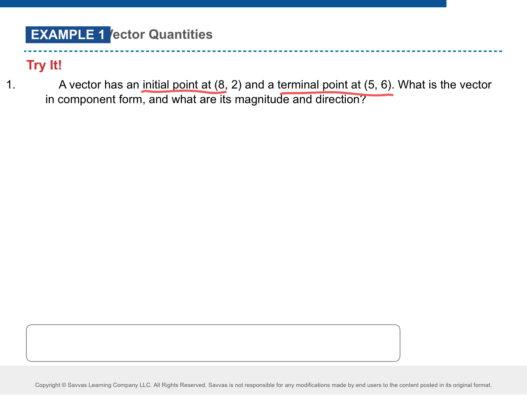Yep. Terminal minus initial. So what is the x value of my terminal? 5 minus 8. And then 6 minus 2. So what do we get for the overall component form? 5 minus 8, negative 3, 6 minus 2, 4. So that is our component form of the vector.